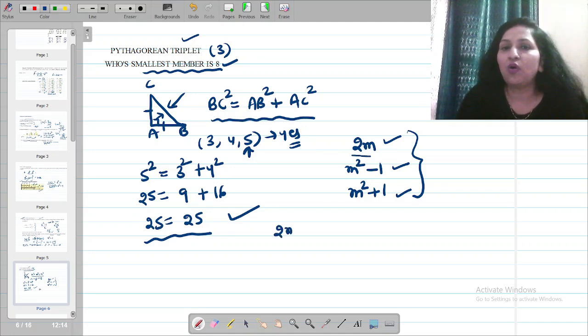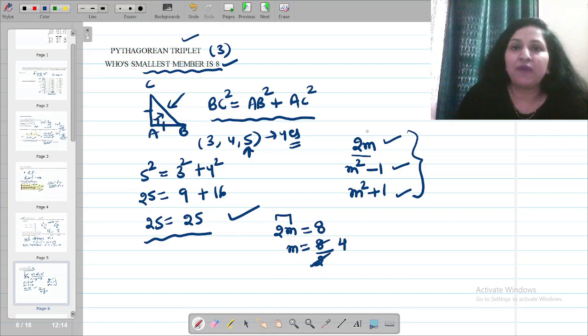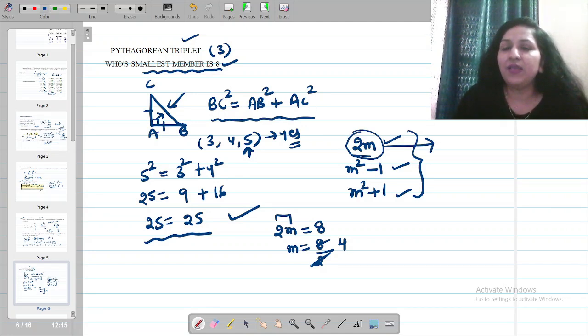So twice of m is equal to 8. This is a linear equation in one variable. 2 is multiplied here, so on the other side it will divide 8. And what is the value of m I am getting? It is 4. Understand one thing, one of the numbers, twice of m, is already given as 8. We have just substituted this number equal to 8.